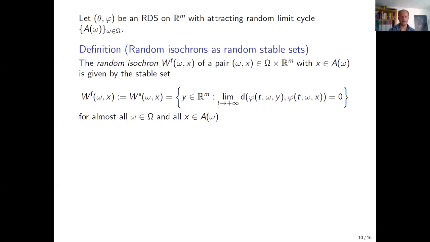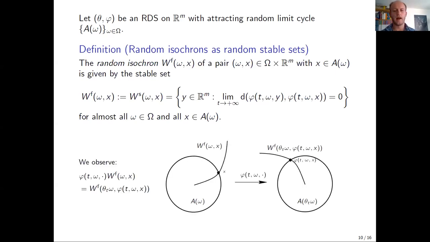And then we would define the random isochron for each pair of noise realization omega and point X, where X lies on the A of omega, so on the particular fiber of the random limit cycle, as the stable set, but now the stable set with respect to the random dynamics. So for each omega, and this initial condition X, we look at all the initial conditions Y, which under the same noise realization converge to the trajectory starting at this X.